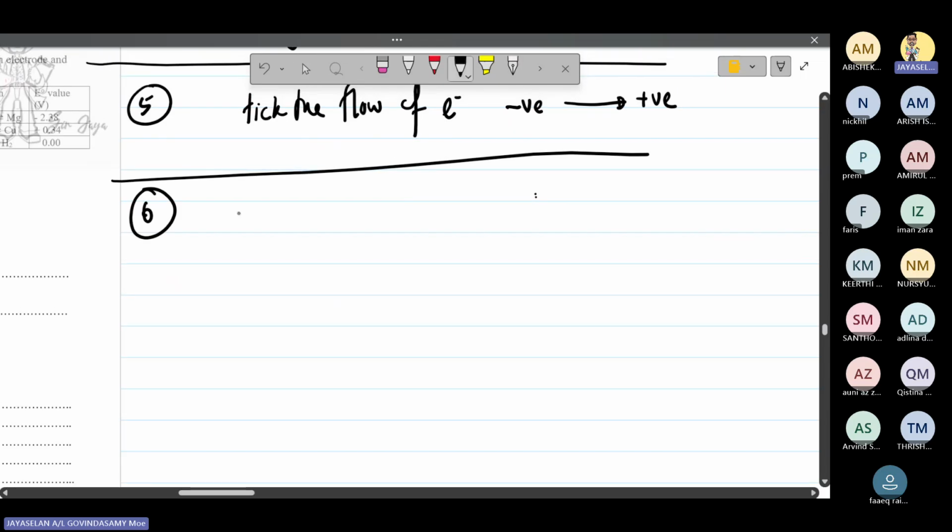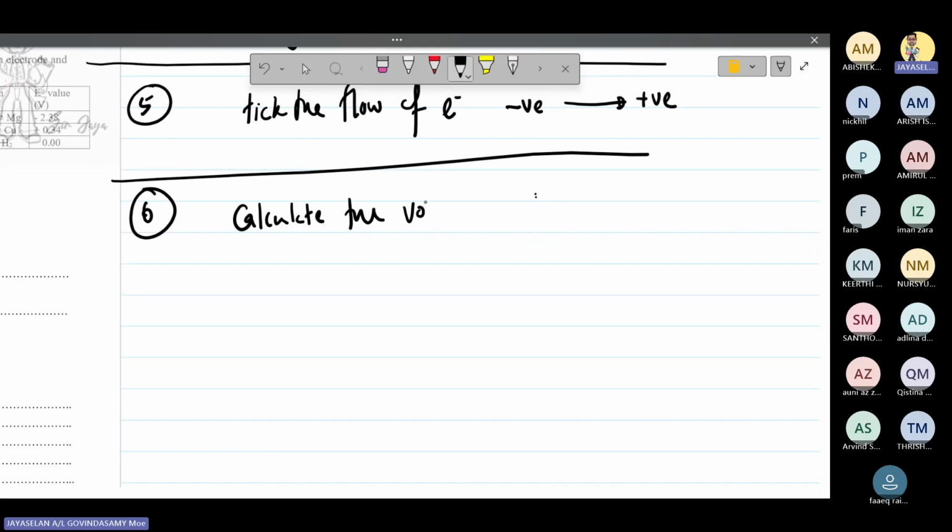Point number 6. If they ask you to calculate the voltage. Siapa dah belajar dekat tuition? Angkat tangan. Abhishek, what is the formula to calculate voltage? Sir, is it the one where you must minus the E naught value? Okay, minus E naught value. Please remember when they ask you to find the cell voltage, remember cathode minus anode. C minus A.